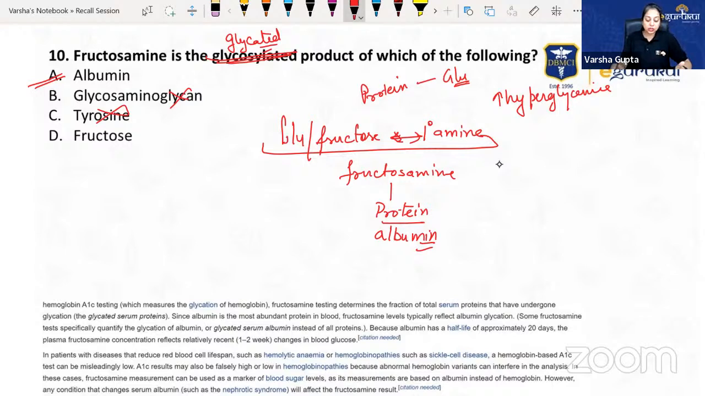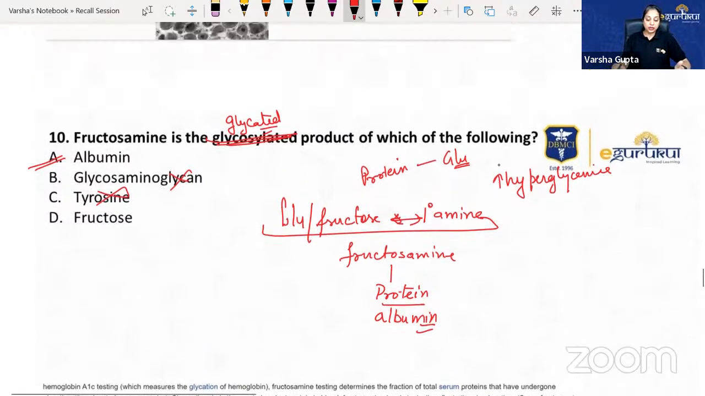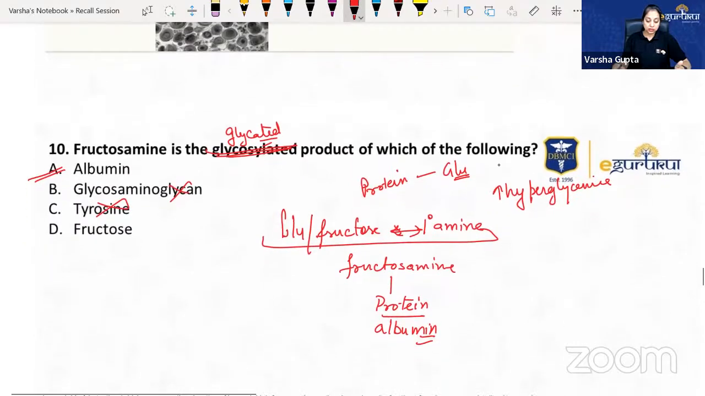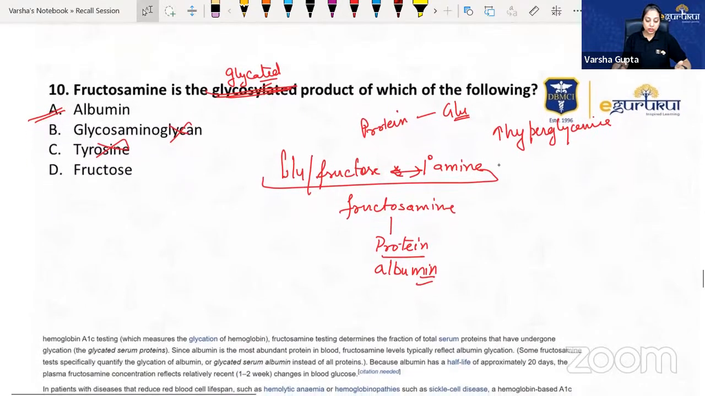Karthik, which question option was urea? The previous one you said? I did not get which question you are talking about, Karthik. If you can just clear that point.